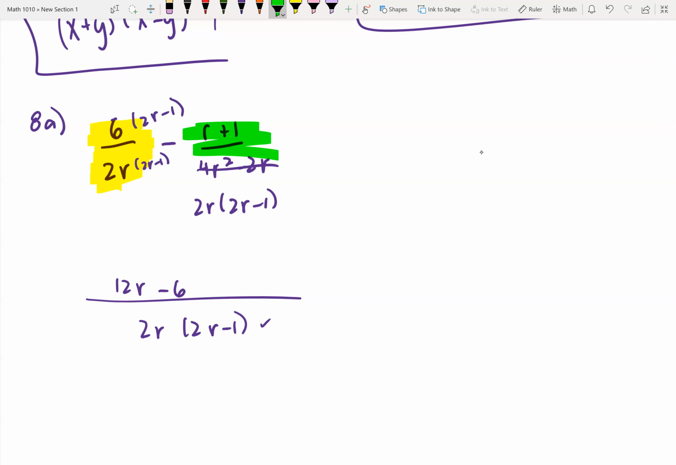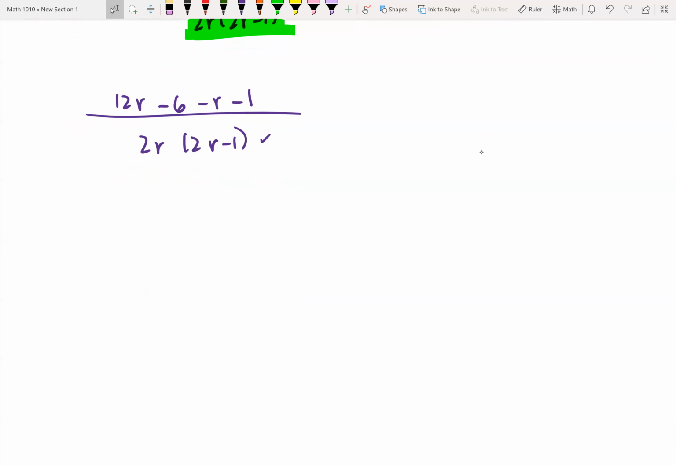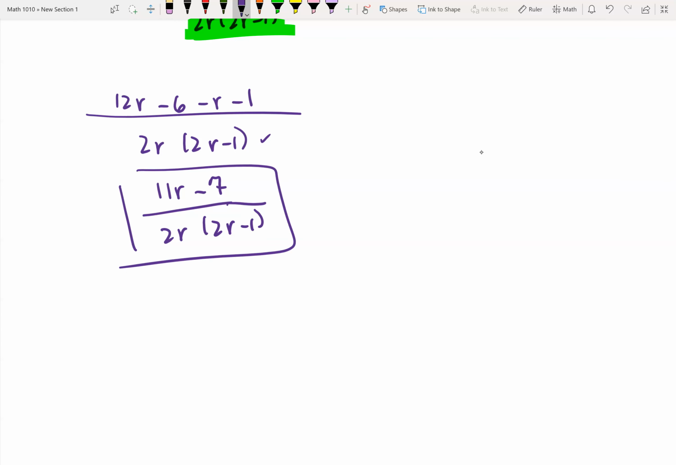This guy right here has everything he needs. He's got the 2r, he's got the 2r minus 1. You have to be super careful because that negative needs to be distributed. So I get a negative r minus 1. So 12r minus 1r is 11r minus 7. On the bottom you have 2r times 2r minus 1, and that's it.